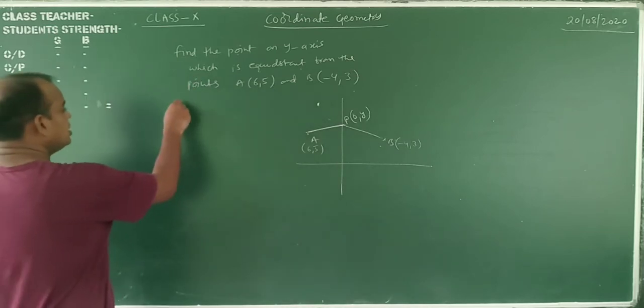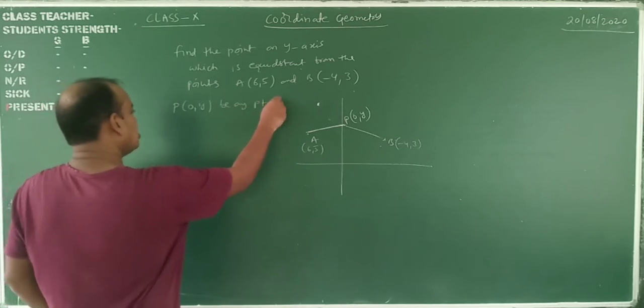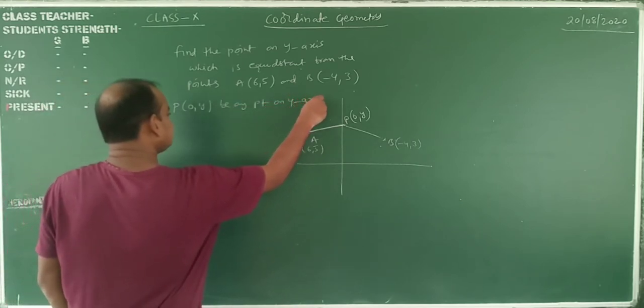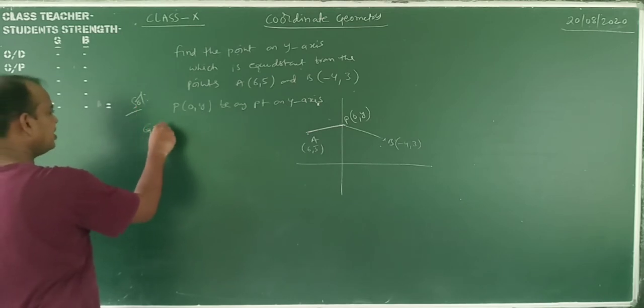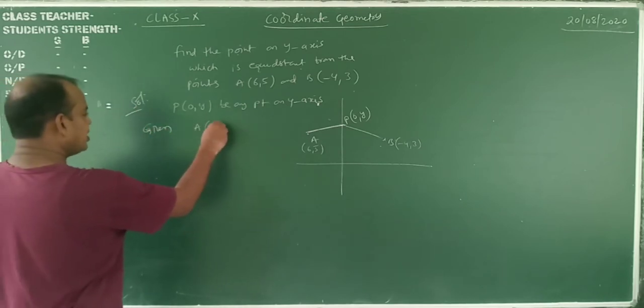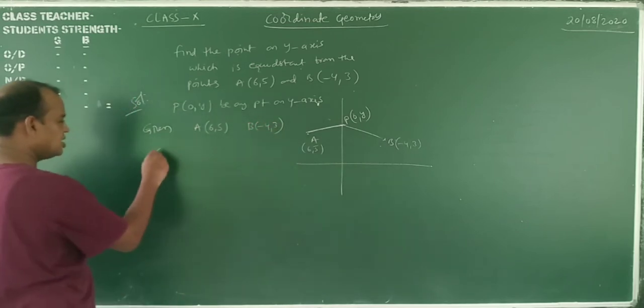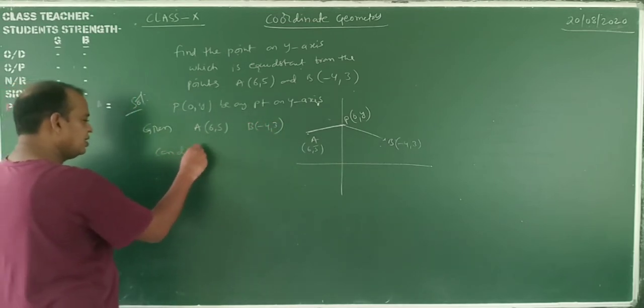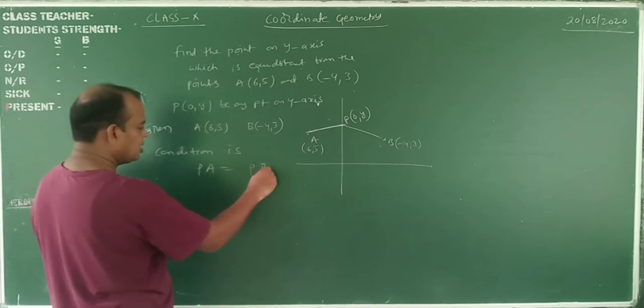Now P(0, y) is any point on the y-axis. What is given, my dear students? A(6, 5) is given, B(-4, 3) is given. What is the condition? The condition is PA is equal to PB.